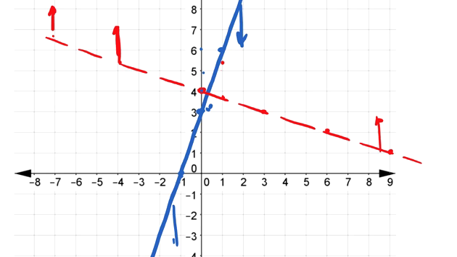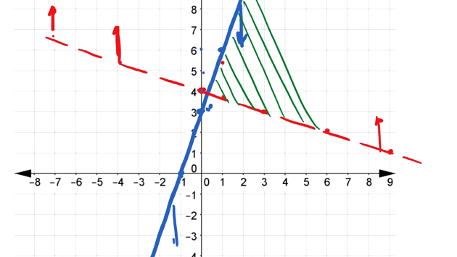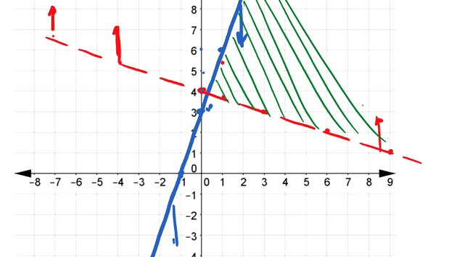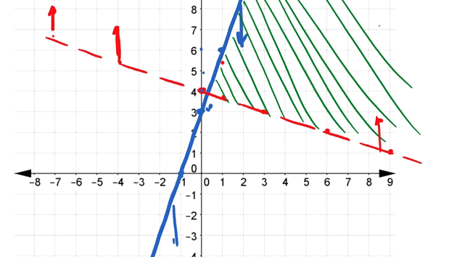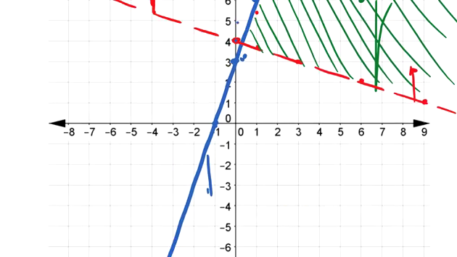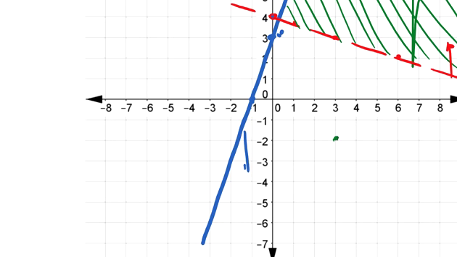So since I'm thinking below the blue line and above the red line, it turns out our solution set is all of the points in this region above the red line and below the blue line, or the extended blue line. Any point that I select in this region will satisfy both of the inequalities. Any point that I select outside of that region will not satisfy both of the inequalities.